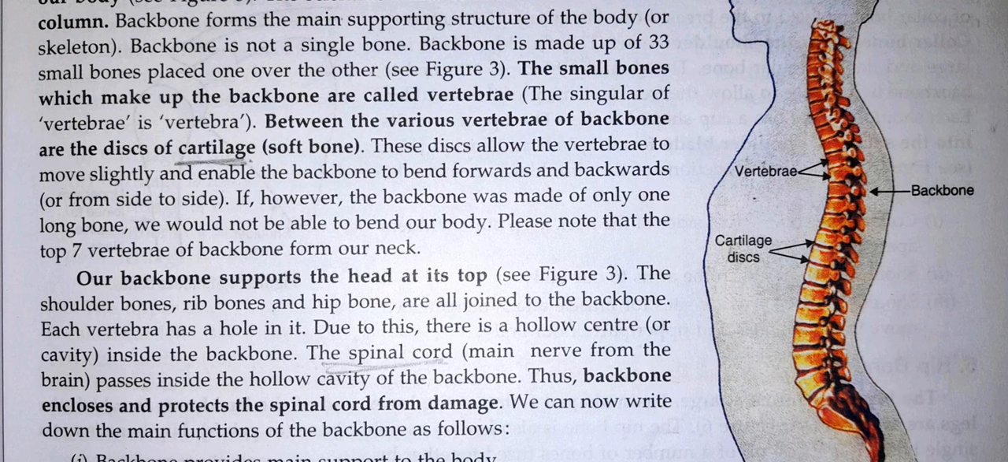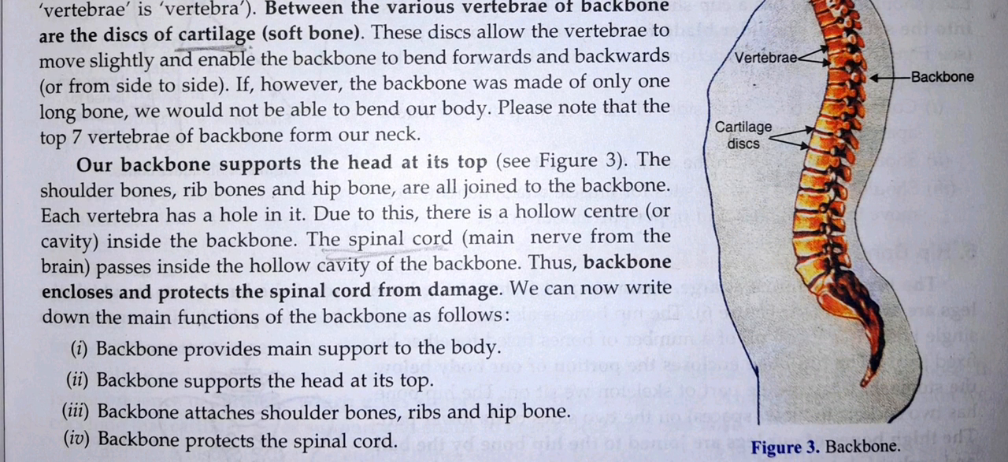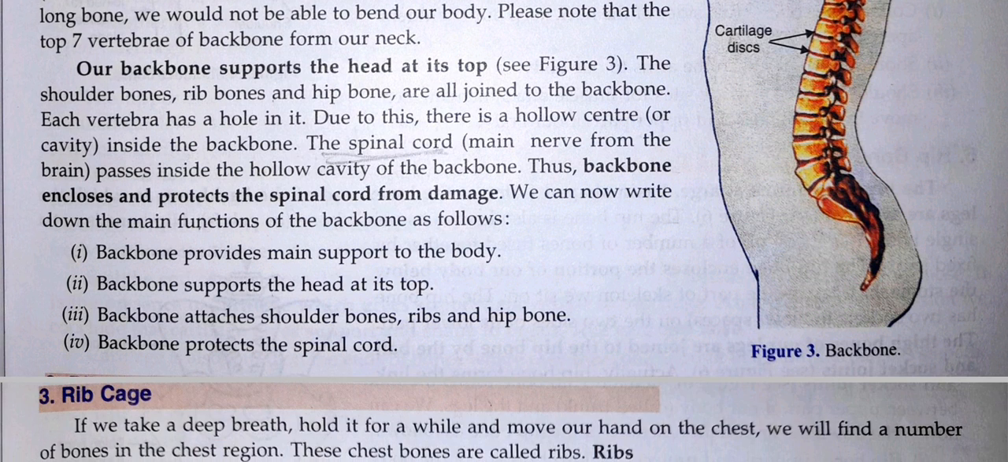The backbone also supports the head at its top. The backbone encloses and protects the spinal cord, which is running from the neck up to the hip. The spinal cord is the main nerve, which passes inside the hollow cavity of the backbone.